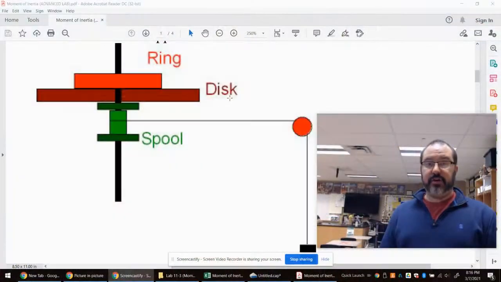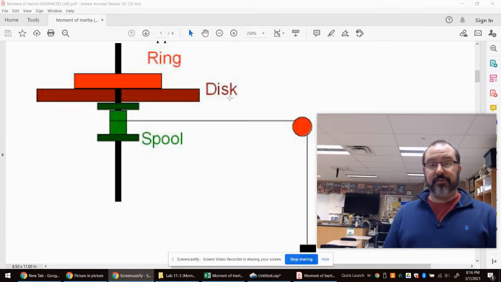Hi, today we're going to talk about the moment of inertia. To do this, we're going to use the Pasco moment of inertia system, which will allow us to measure the moment of inertia of various cylinder type devices. What we're going to do today is start off by taking measurements of 3 different cylinders.